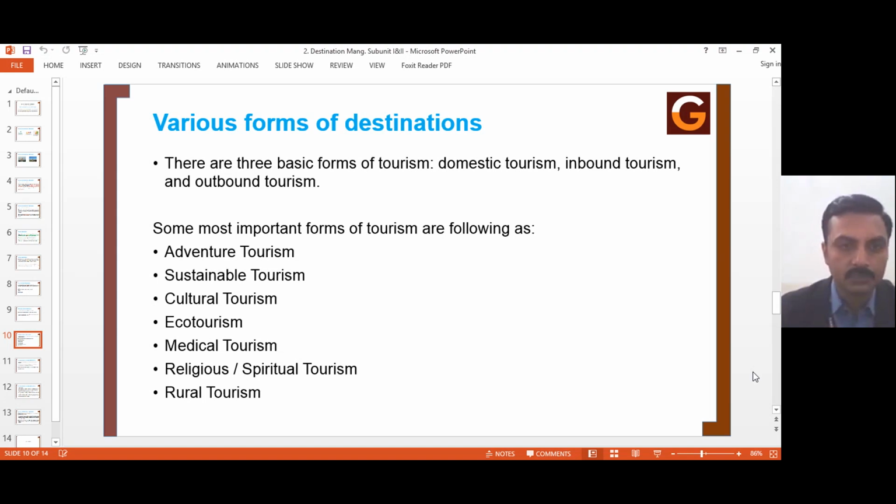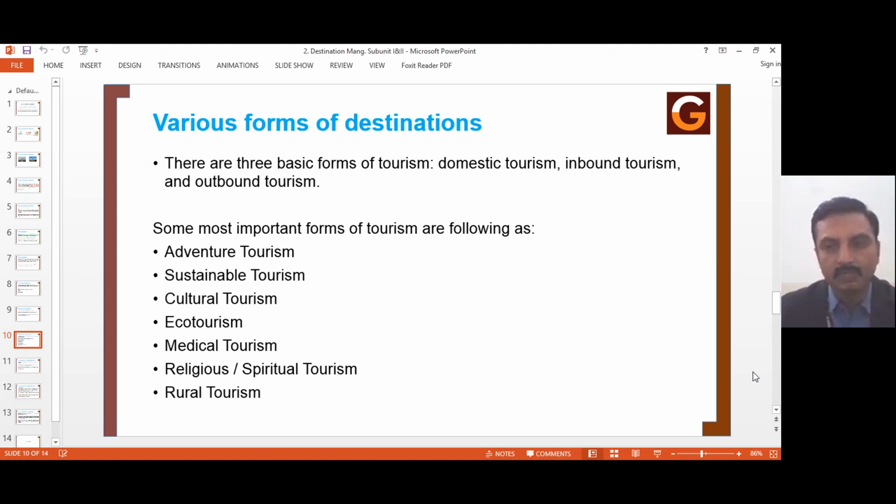Second, if we try to classify destinations based upon activity, these are adventure tourism destinations where we can do adventure sports, and sustainable tourism destinations where all the practices related to tourism activity are being done in a sustainable way so that the natural resources will remain there for the future generations also. Then we have cultural tourism, under which we mostly focus upon cultural aspects of the particular place. Ecotourism, mostly going in line with the ecological structure or the nature.